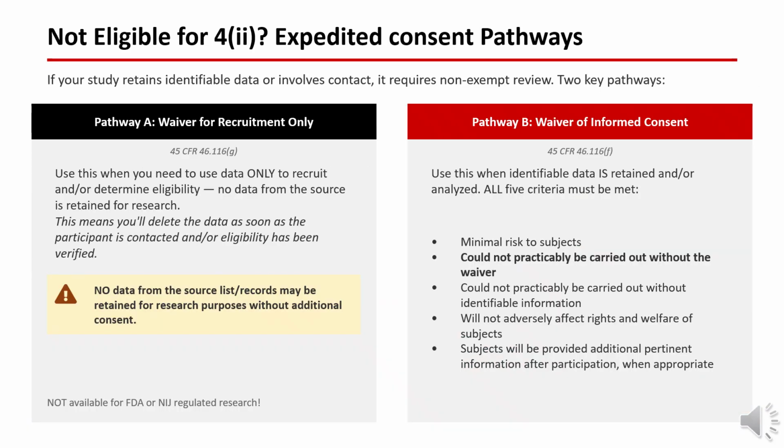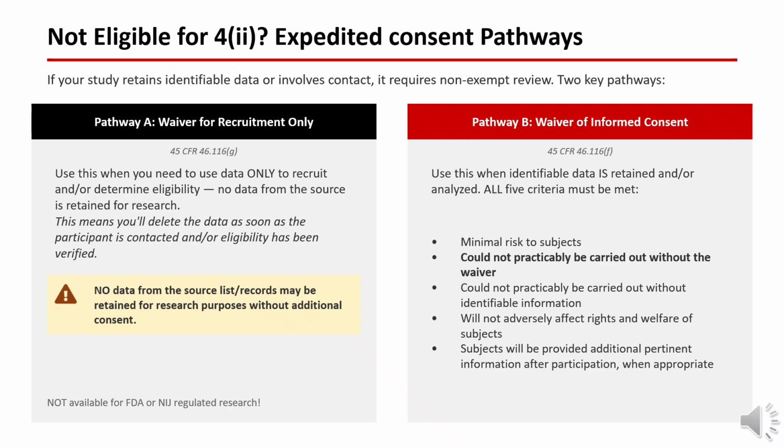If your study doesn't qualify for exempt 4.2, you're in the non exempt territory and you need a consent pathway. There are two main options for secondary data studies. Pathway A is a waiver for screening, recruiting, and determining eligibility. The IRB may approve accessing identifiable information solely for the purpose of reaching out to potential participants or verifying the eligibility. This means that you'll delete or won't retain the data after you contact the participants or have confirmed that they can take part in the study. The critical point is that no data from the source records may be retained for research purposes without additional consent.